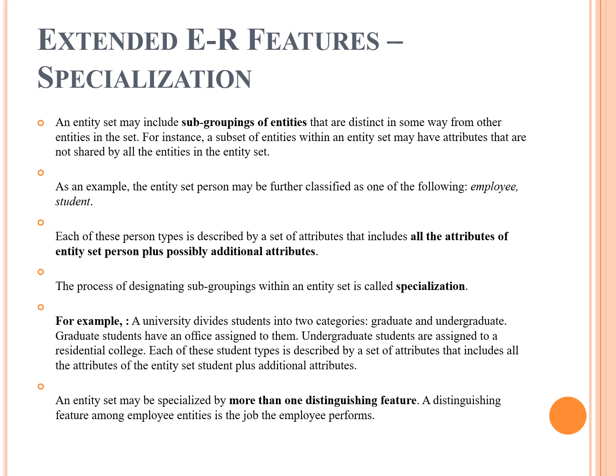So extended ER features. Here an entity set may include subgroupings of entities. Subgrouping means we are splitting, like we have already seen that a name can be split into first name, middle name and last name. So we have to ensure all the attributes of the entity set plus possibly additional attributes. The process of designating subgroups within an entity is called specialization.